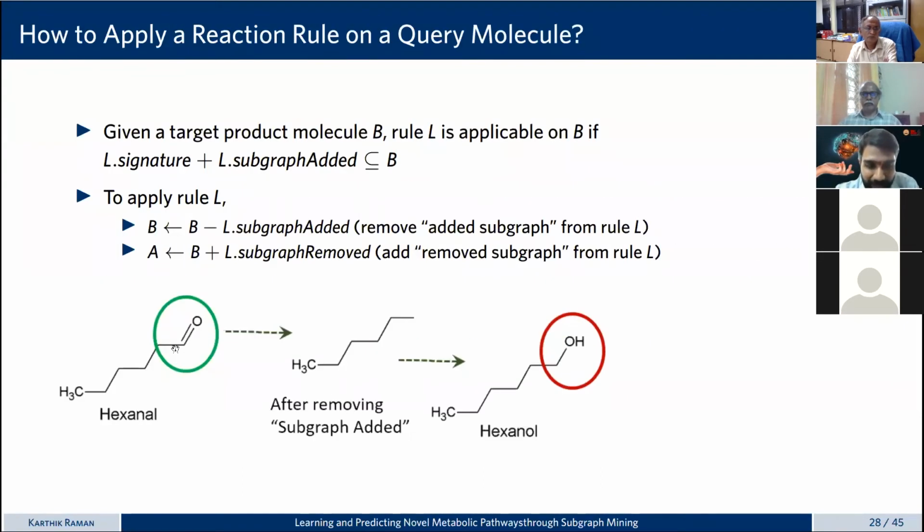So for example, here we have hexanal. So you need to remove the aldehyde group now and add the group that was removed originally in the reaction, right? The alcohol was removed and the aldehyde was added. And when you do that, you basically get hexanol, which was the parent molecule in this reaction. So essentially, this is how you can trace every reaction backwards and figure out a pathway from a given molecule A to a given molecule B.